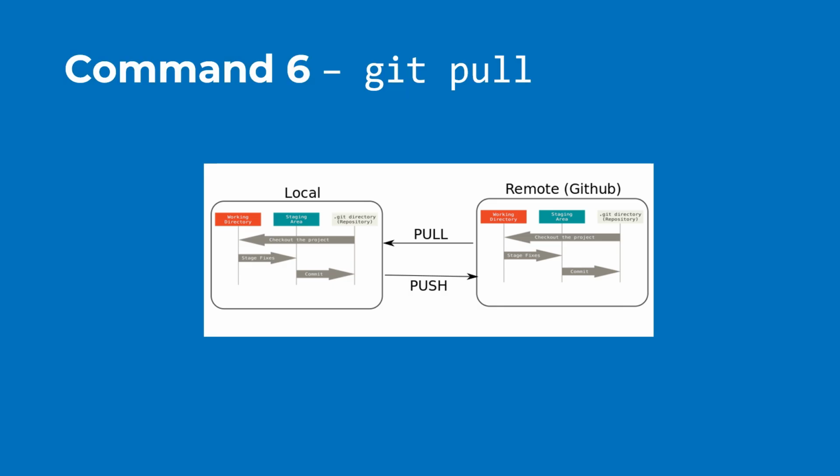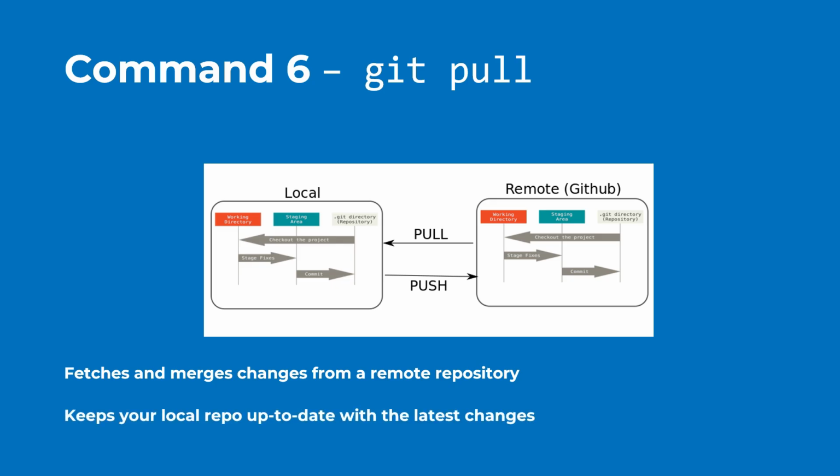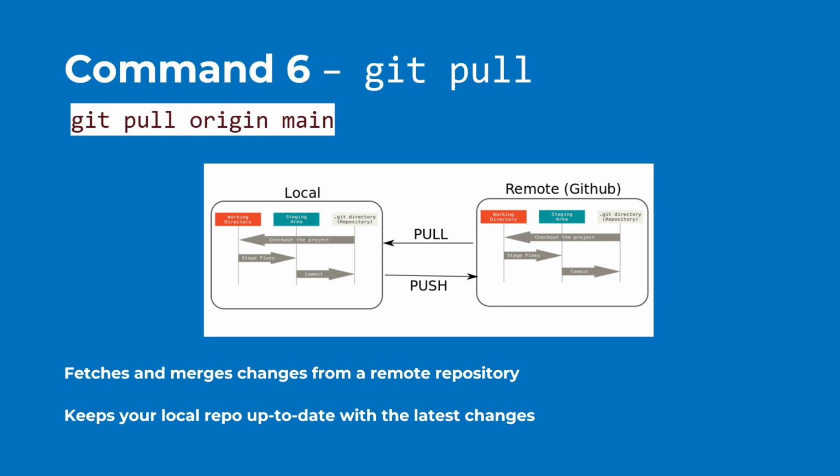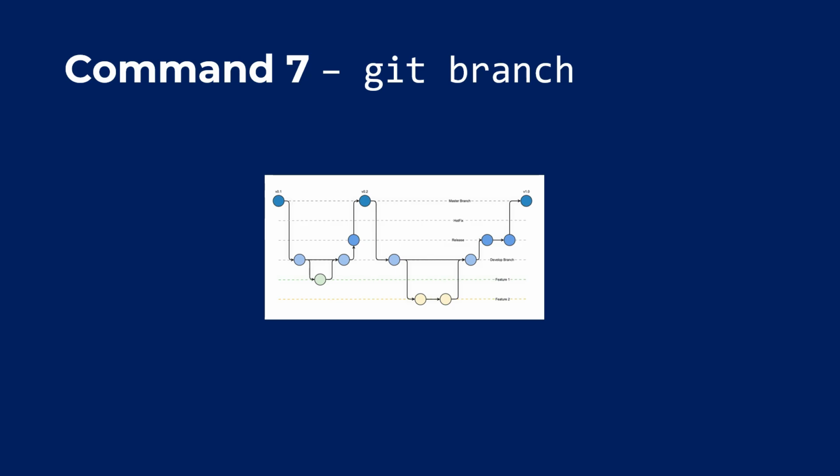Command number 6 is git pull. It fetches and merges changes from a remote repository, and it's important because it keeps your local repo up to date with the latest changes. Here the command looks like this. We write git pull origin main instead of git push origin main as we did in the previous slide.